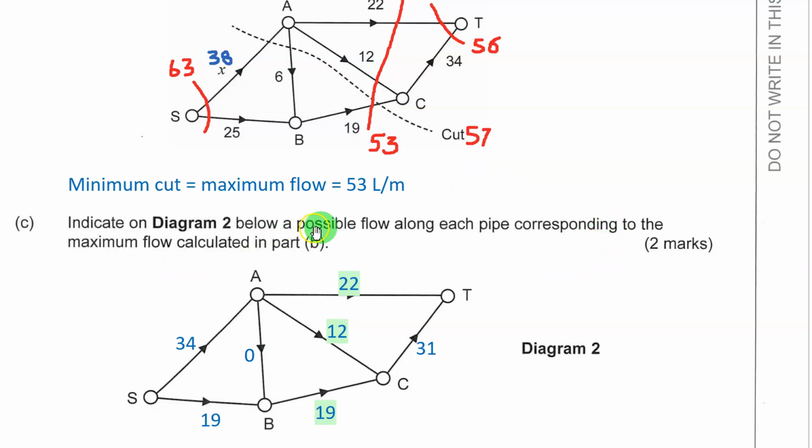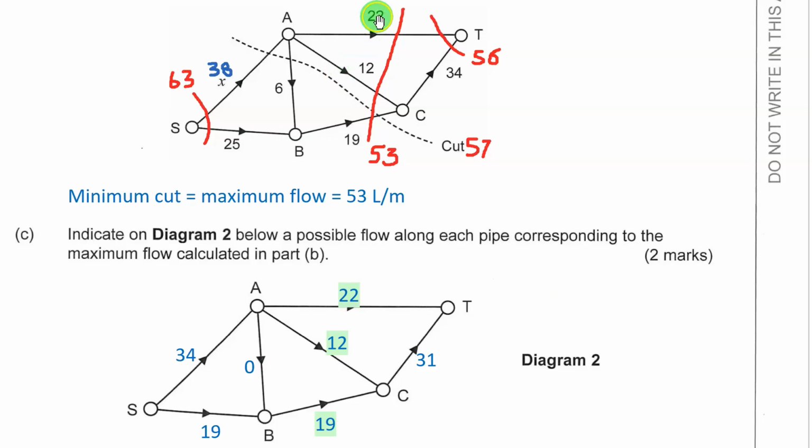And then on the diagram below, we've got to show the possible flow along each pipe. Now, there's quite a few ways, but we'd start here by taking the ones on the maximum flow minimum cut here. We know that all of those pipes are flat out. So we can put in the 22 and the 12 and then the 19 down here. Then we know that the flow in must equal the flow out at any vertex, so that here 12 and 19 gives us 31 coming up through here.